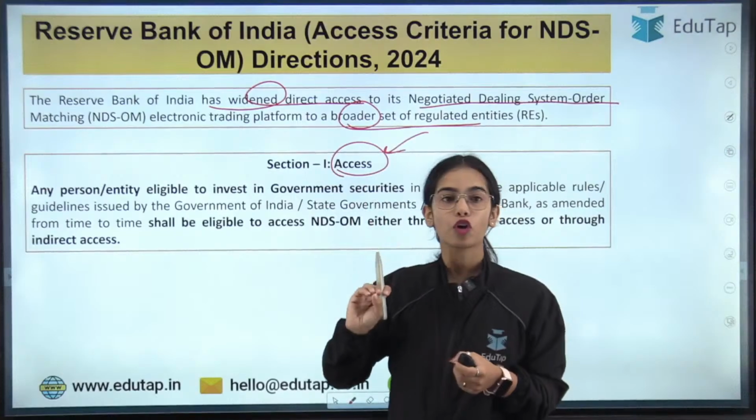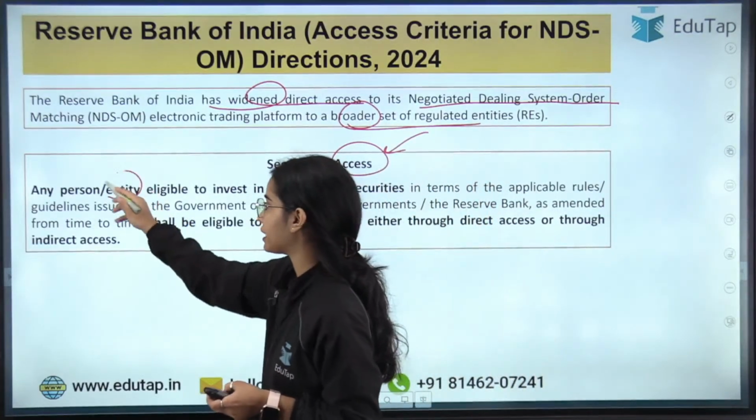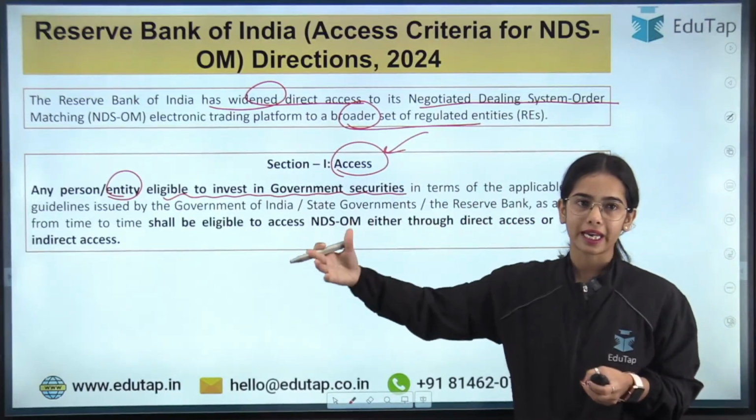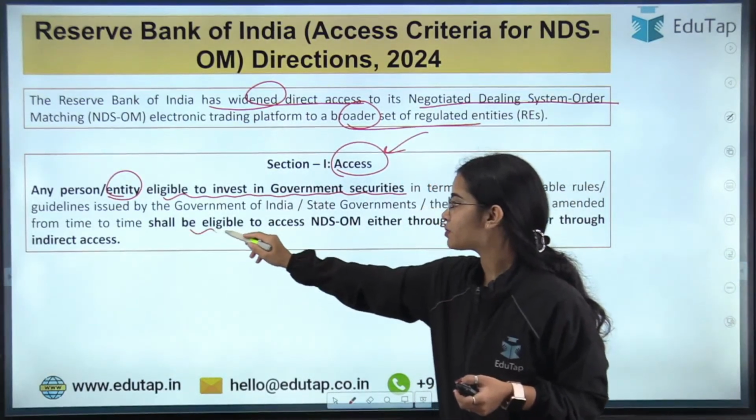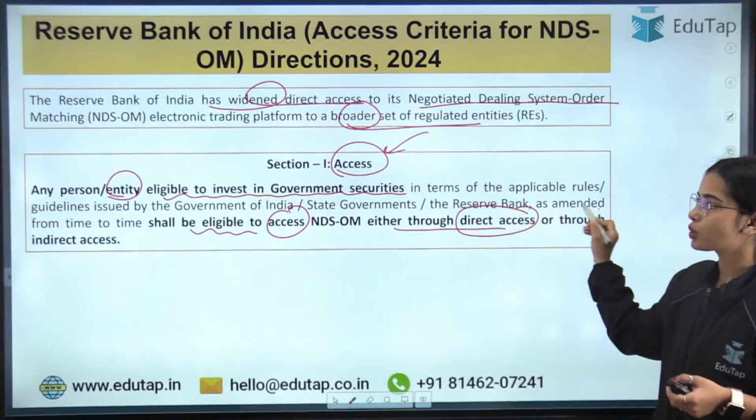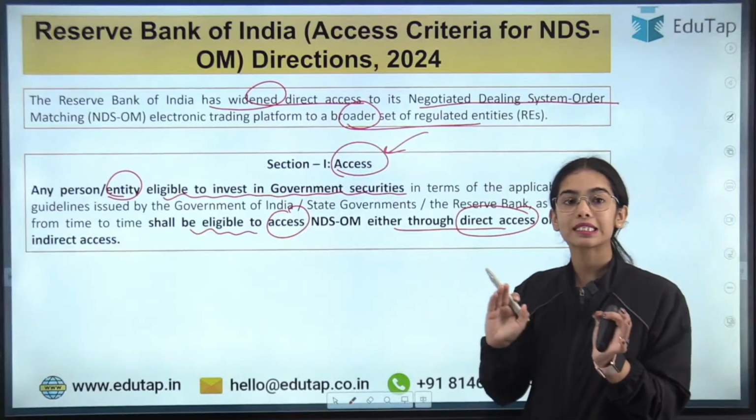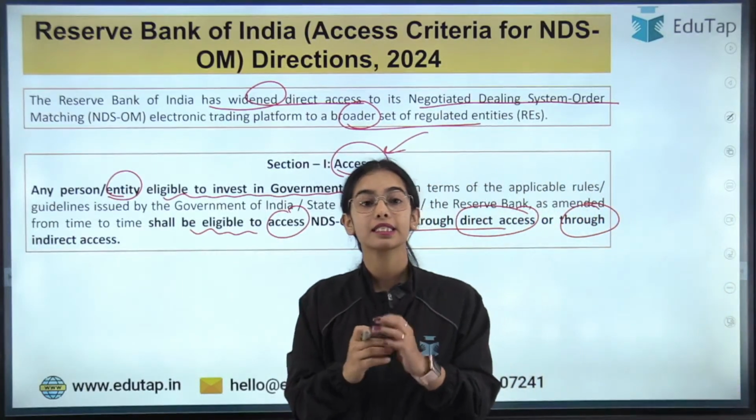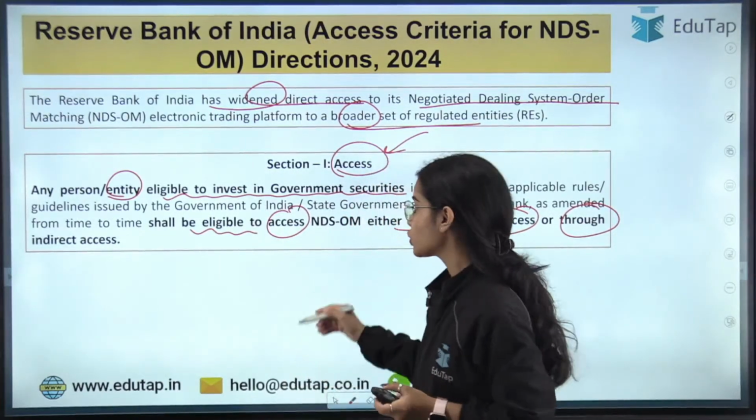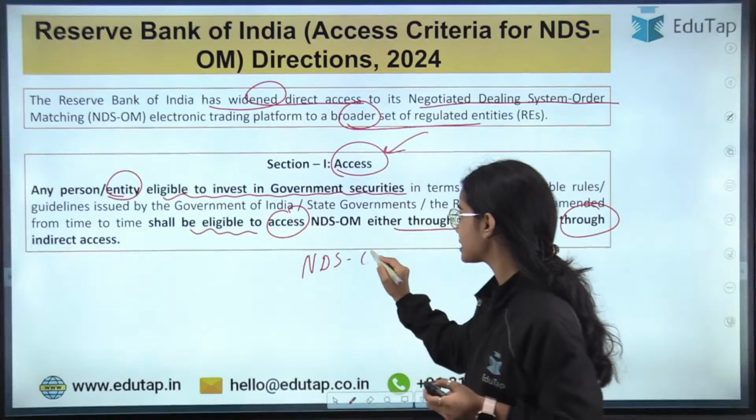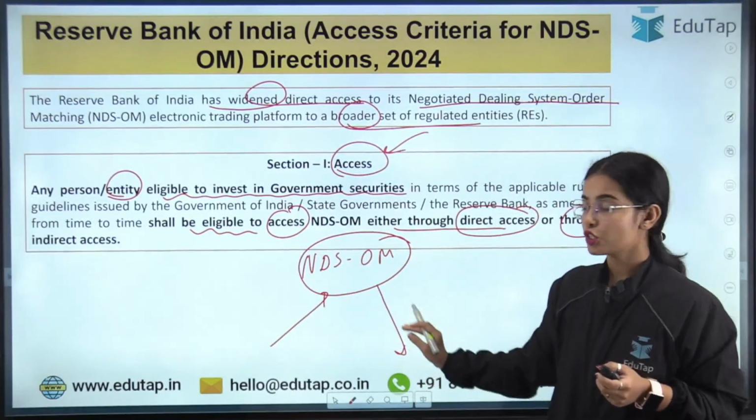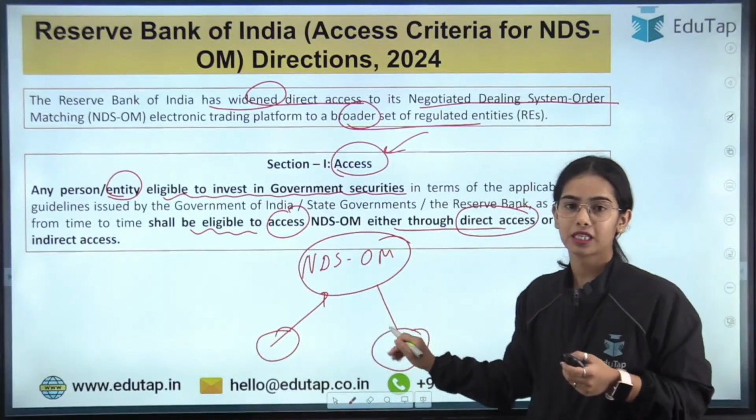So access first of all means that any person or entity eligible to invest in government securities directly or indirectly shall be eligible to access the NDS-OM either through direct access or through indirect access. So what is this direct access? What is this indirect access? That has separate definitions given by the Reserve Bank of India. So the entities can access the NDS-OM directly or indirectly. So there are different definitions for that we have to understand.